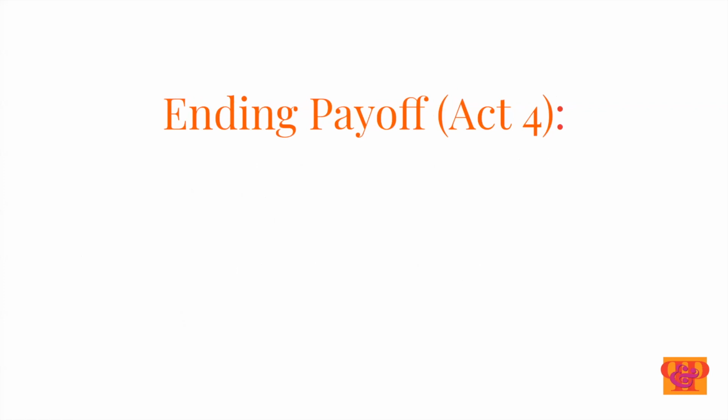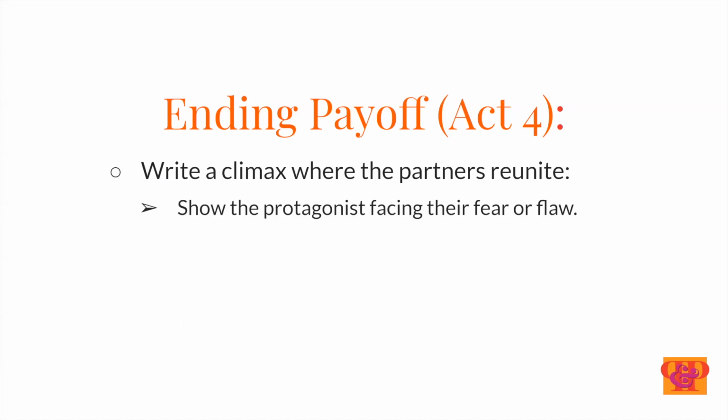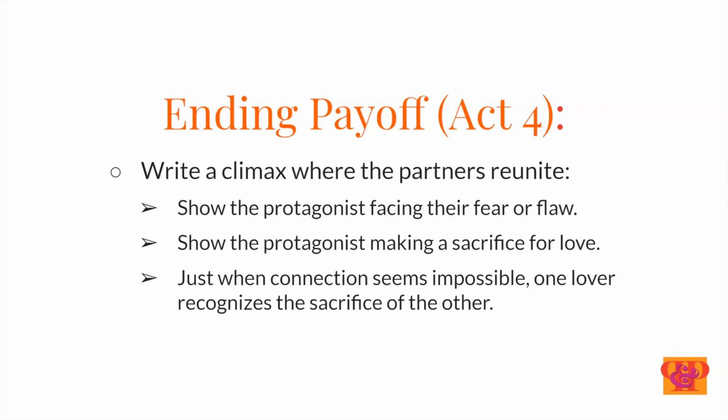And finally, it all pays off. In Act 4, you deliver a climactic scene where they reunite. The protagonist faces their fear or flaw. They make a sacrifice for love without expecting it to bring the loved one back to them. There's often a kind of false ending here where the sacrifice doesn't seem to be enough. But just when the connection seems impossible, the other recognizes the sacrifice. In a romance, they relent, and there's an act emblematic of love, like a kiss or some other form of intimate connection.